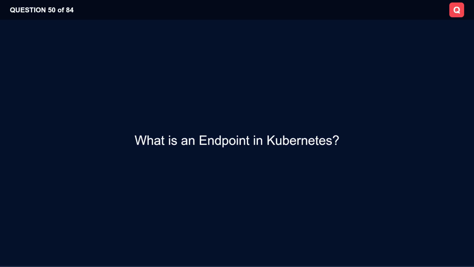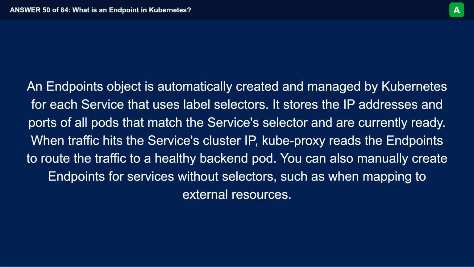What is an endpoint in Kubernetes? An Endpoints object is automatically created and managed by Kubernetes for each service that uses label selectors. It stores the IP addresses and ports of all pods that match the service's selector and are currently ready. When traffic hits the service's cluster IP, kube-proxy reads the endpoints to route the traffic to a healthy backend pod. You can also manually create endpoints for services without selectors, such as when mapping to external resources.